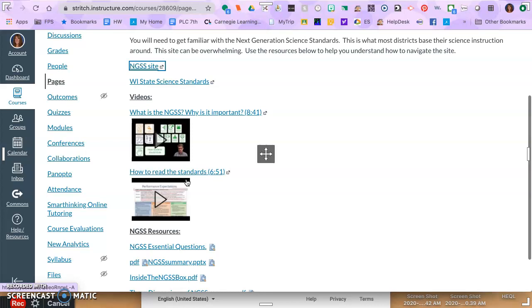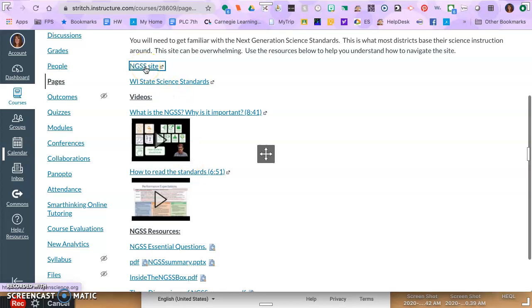We're no longer just talking about learning science content. We're also really talking about what it means to think and act like a real scientist. So that includes certain skills, that includes some cross-cutting concepts and big themes that we see throughout any area of science. So when you look at the Next Gen Science Standards, it is very overwhelming.